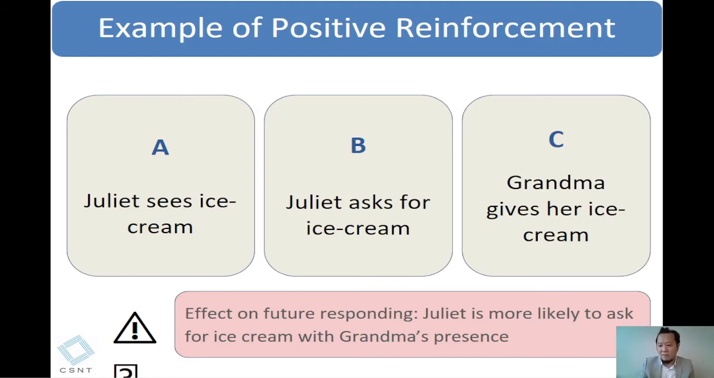There might also be an increase in behavior as well, where she may even ask for it if it wasn't in view. Maybe she thought of it and she will ask for it. So by having her be given the reinforcement, or the ice cream, every single time she requests it, it's going to continuously cause the behavior to strengthen and to increase in the future.